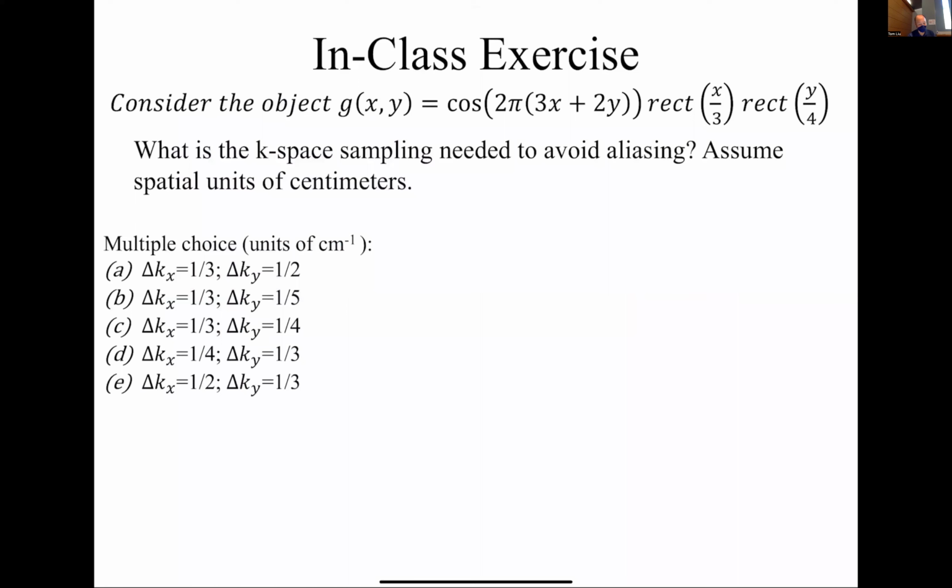Okay, so this is similar to one of the things in the pre-lecture quiz, but let's do it anyways, simply because it's good to review, I think. So let me start the poll on this as well. Let's see, multiple choice. Okay. So the polls launch on Zoom, and then in class we'll do an audio poll. So here's the question. You're given this object, cosine 2 pi (3x plus 2y), rect(x/3), rect(y/4). So you're asked to figure out what's the delta kx and delta ky required to avoid aliasing. All right, so go ahead and take a minute to think about this, and then we'll reconvene in about a minute.